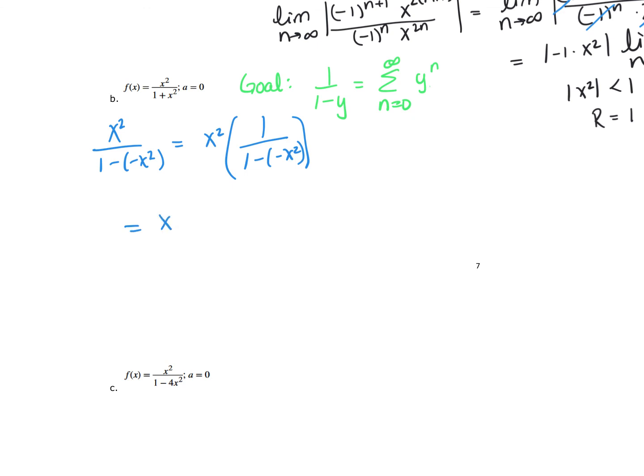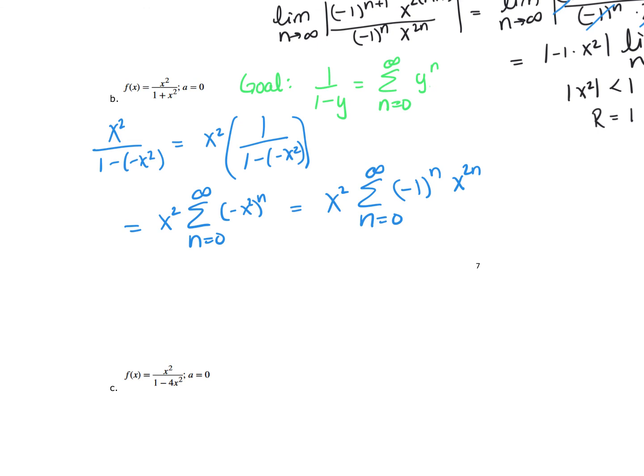So this will be x squared times the summation of n equals 0 to infinity of negative x squared raised to the n, which we know is x squared times the summation of n equals 0 to infinity of negative 1 to the n, x to the 2n.